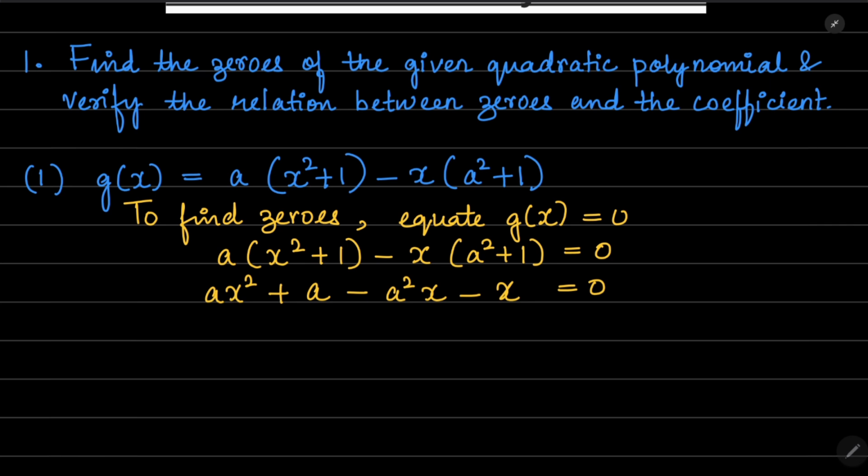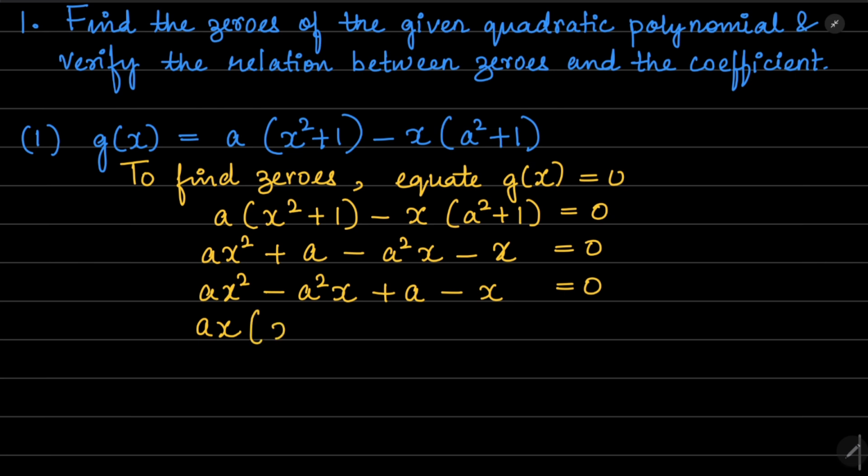Right? Okay, now let's rearrange the terms and make sure you have the a and x terms together. So ax square minus, I'm going to write minus a square x as the second term so that I can take ax common out. So minus a square x plus a minus x equal to 0. So let me take ax common from the first two terms. So you have x minus a, right? And then again minus 1, if I take out common, you'll have x minus a equal to 0.